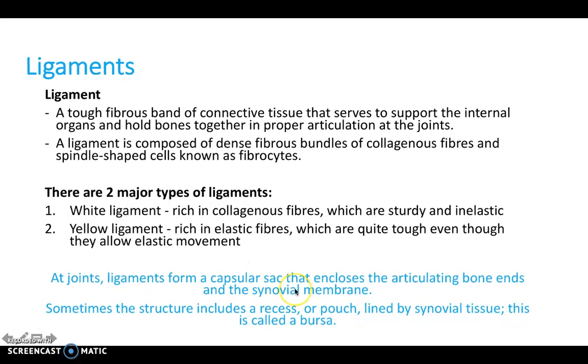Remember, a joint's ligaments form a capsular sac that enclose the articulating bone ends and the synovial membrane, in other words, the two ends of bone that are communicating with each other. And sometimes the structures include a recess or pouch lined by synovial tissue, and this is what we call a bursa.